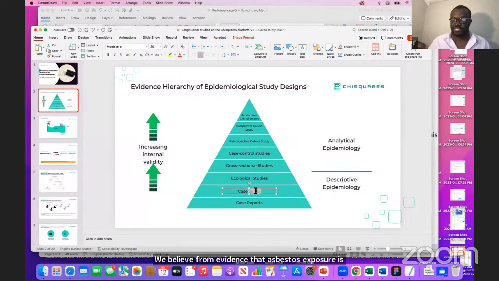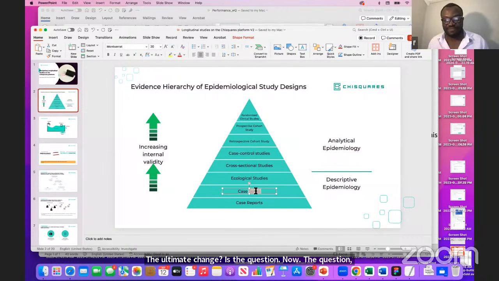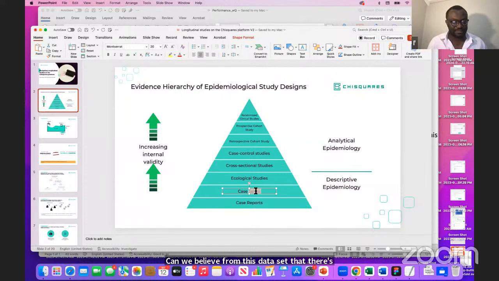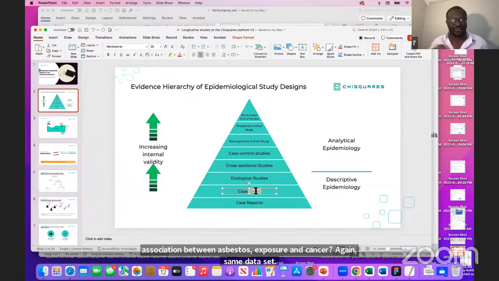And so our study in this hospital, we have a whole bunch of cases, the same data set that we had before. Nothing has changed. The only thing that has changed is the question now. The question then is, can we believe from this data set that there's an association between asbestos exposure and cancer? Again, same data set, same individuals in the data set. The only thing that has changed now is the question.